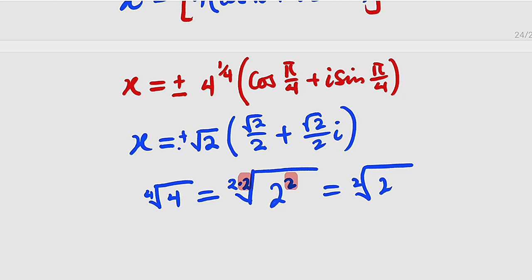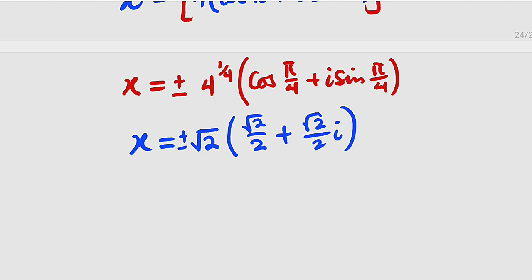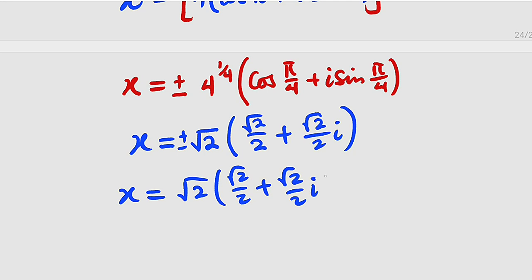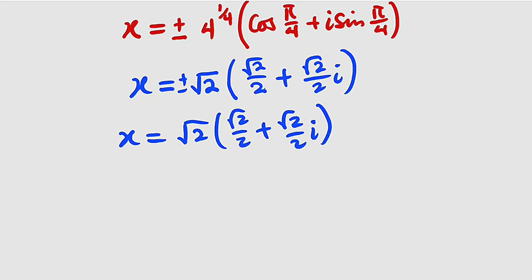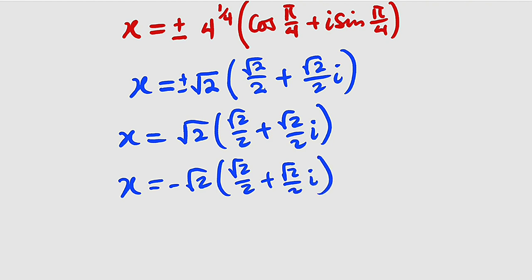Don't forget the plus or minus. So the next thing we're going to do here is to distribute, because you can see we have plus or minus. So x could either be equal to plus root 2 multiplied by root 2 divided by 2 plus root 2 divided by 2 i. This is one of the solutions. Then the other one, x equal to minus root 2 multiplied by root 2 divided by 2 plus root 2 divided by 2 i. So these are the two solutions we have.